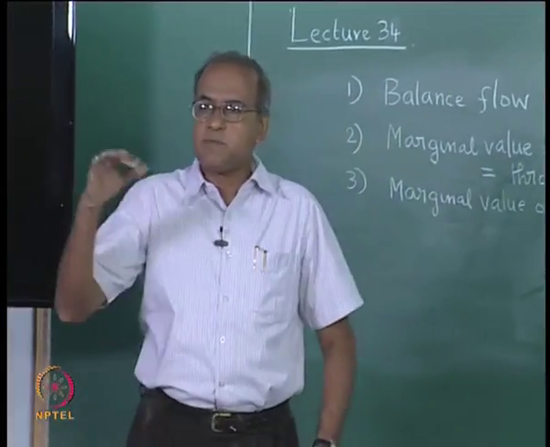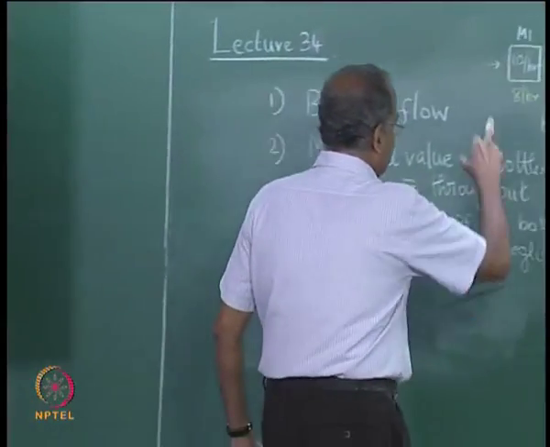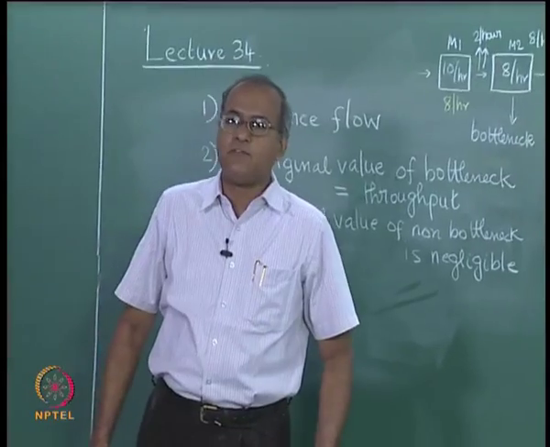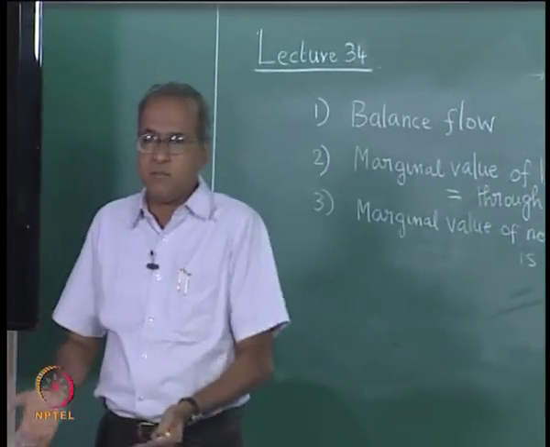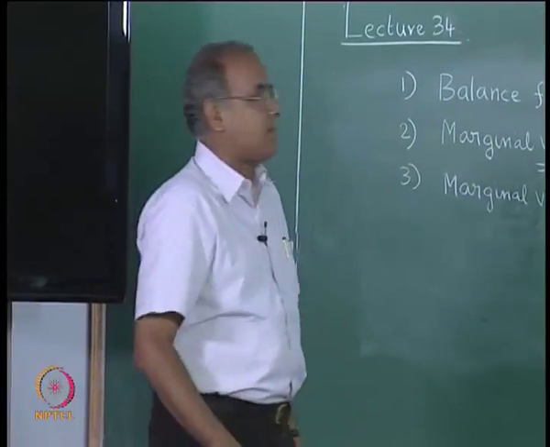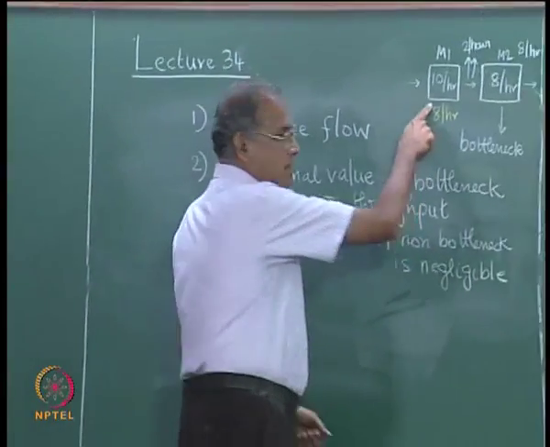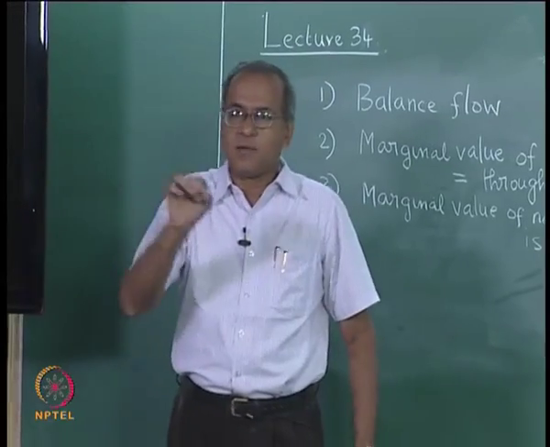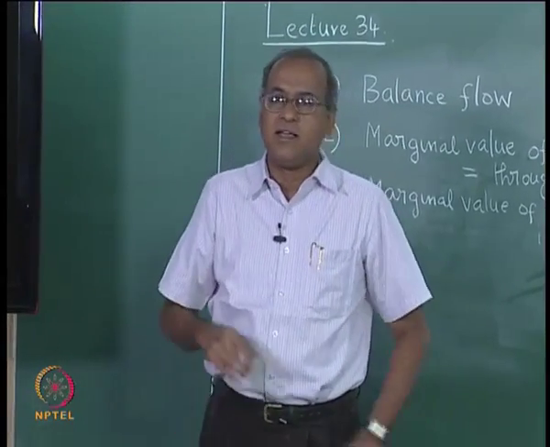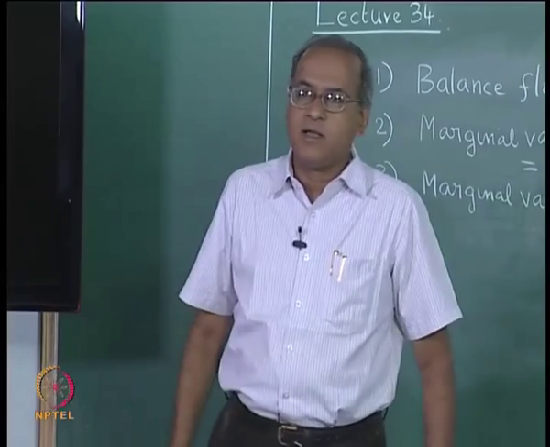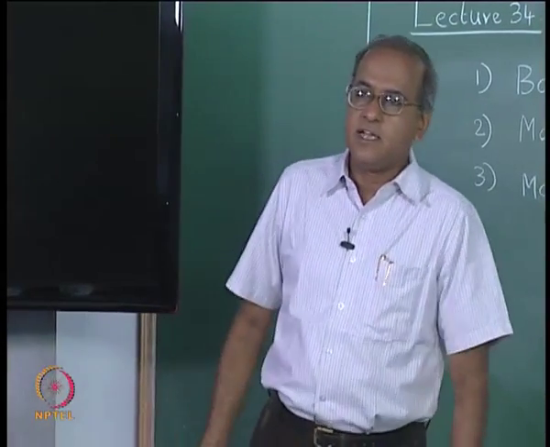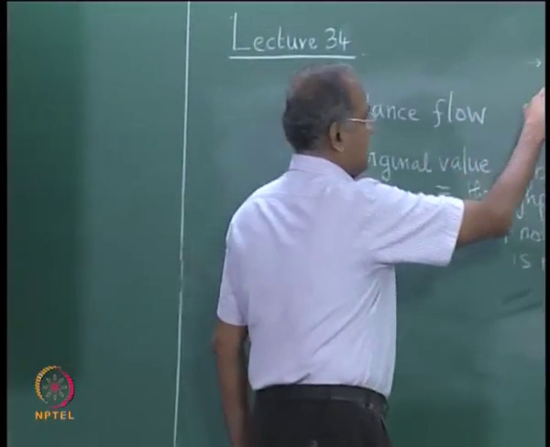So even if I spend money to improve or increase the capacity of this machine, I will not be able to get more revenue. Therefore, I should not be spending any money to try and increase the capacity of the non-bottleneck. So the worth or value of increasing the capacity of a non-bottleneck is 0 or negligible, because effectively the throughput is not going to increase if I increase the capacity of this.